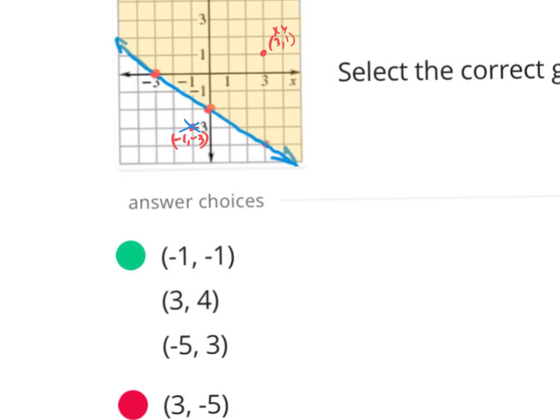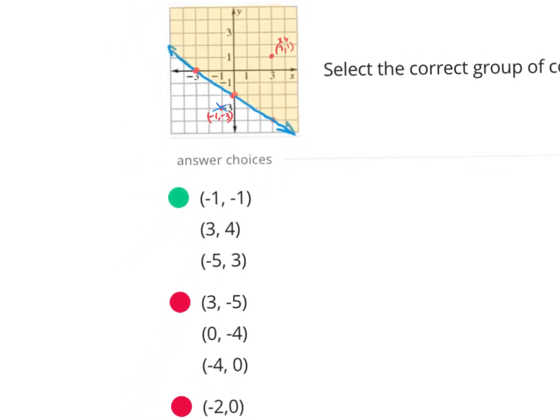If you try the other ones, it's not going to work. Like, check this one out. 3, negative 5. 3, negative 5 is off of the highlighted area. It's in the white part without the highlight. 0, negative 4. 0, negative 4 is also off of there. Negative 4, 0. Negative 4, 0 is also off of there. So this one for sure, they're all incorrect. All of these are incorrect. So this is the only one that has all 3 coordinates that are on the highlighted area, and that's the group that you're supposed to select. Okay? I hope this makes sense.